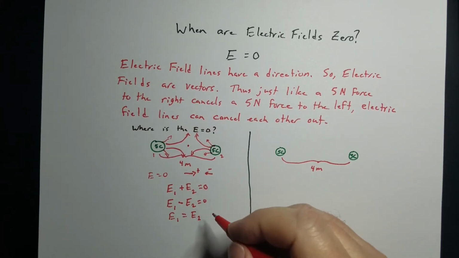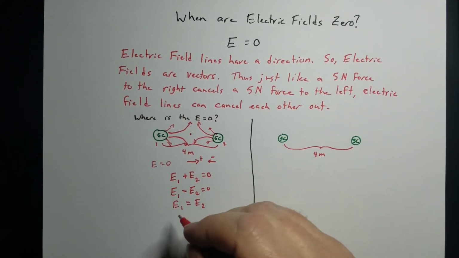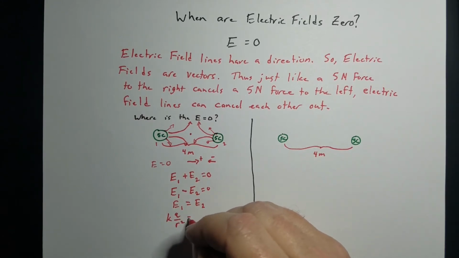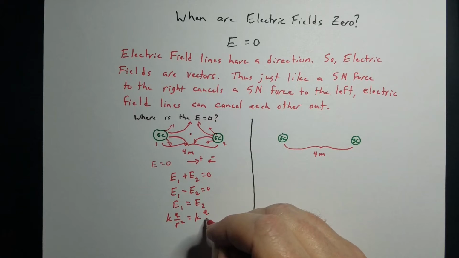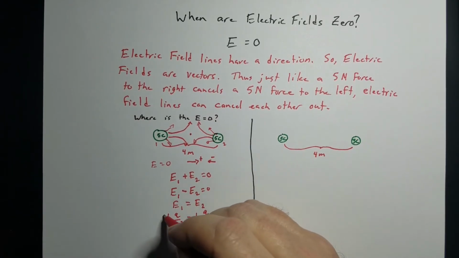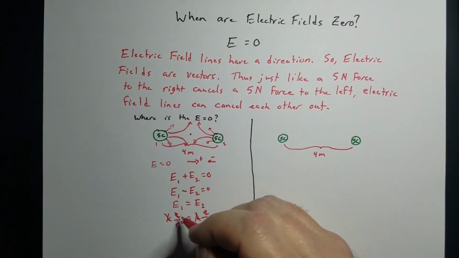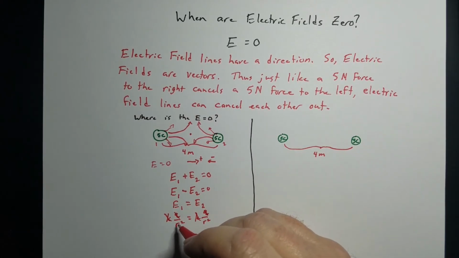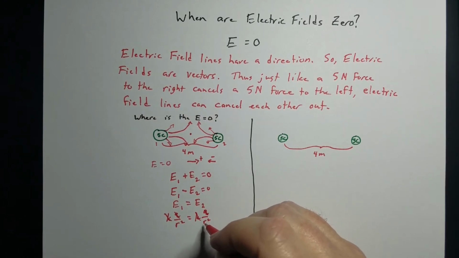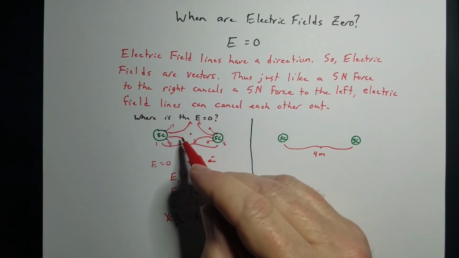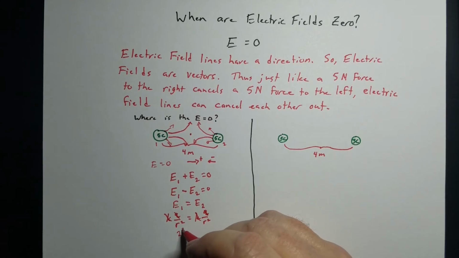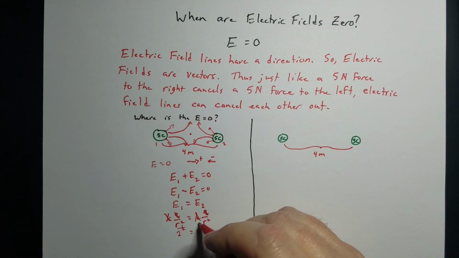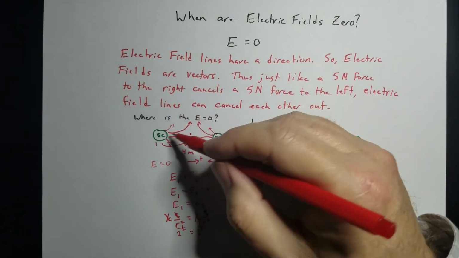And now we can just put the numbers in. Since both charges were the same, kQ over r squared equals kQ over r squared. The k's were the same, the charges were the same, so that means the r's have got to be the same. So whatever this r is, that's also what that one is. The only way that works is if these are both 2, because we only have 4 meters in between.